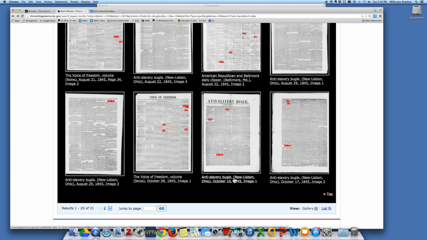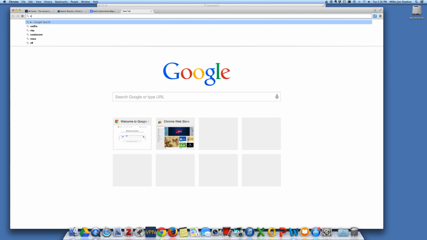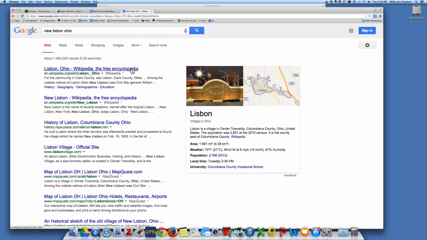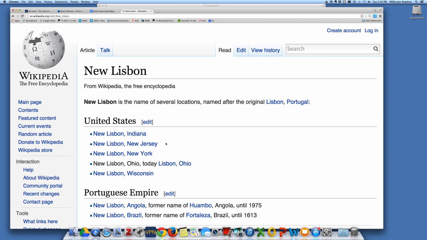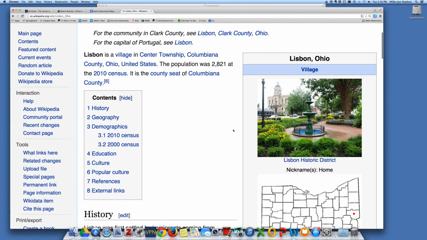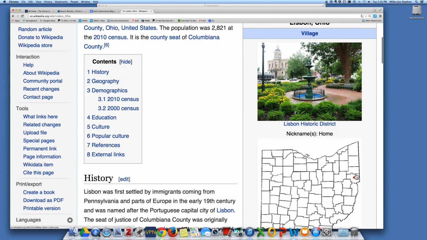This is the Anti-Slavery Bugle from New Lisbon, Ohio. Where is New Lisbon, Ohio? I think that's out by Pittsburgh. Lisbon, Ohio. New Lisbon. Today, Lisbon, Ohio. Okay, so it changed its name. I guess it's Old Lisbon. Regular Old Lisbon. Got a newspaper here, and right. Here's where it is. Okay.